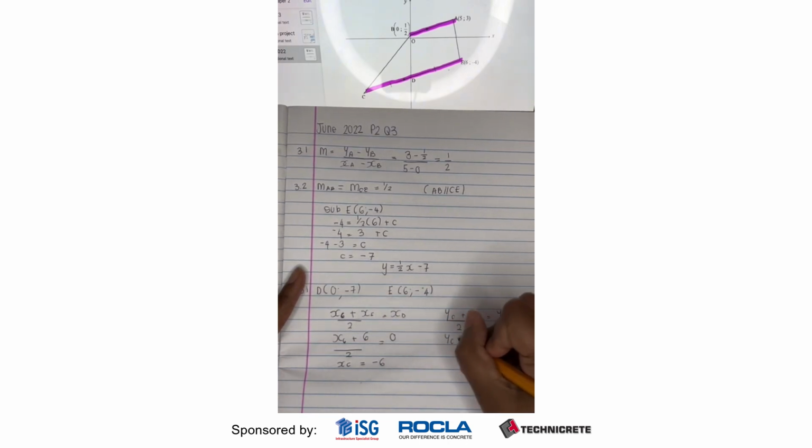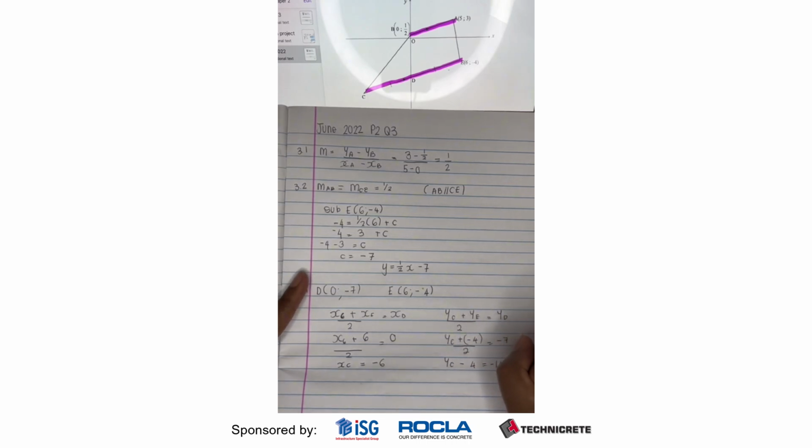y of C is what we're looking for. y of E is -4, over 2, is y of D, which is -7. Cross multiply. 2 times -7 is -14.